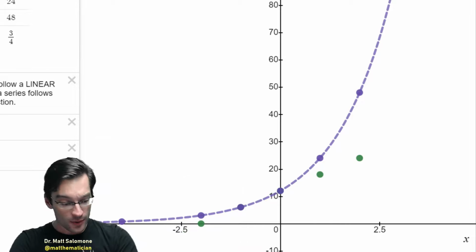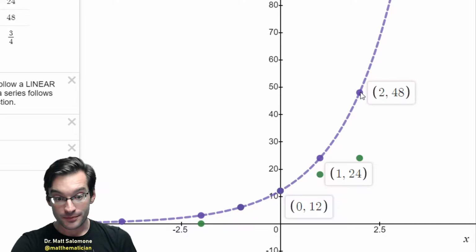So how are we going to come up with an equation that describes this behavior? Well, like with our linear functions, let's start with the y-intercept. Let's start with the number 12. How do I get from x equals 0 to x equals 1? I just have to multiply 12 by 2 a single time, right? 12 times 2. How do I get to x equals 2? I have to multiply by 2 one more time, so that this 48 comes from 12 times 2 times 2 again. Or in other words, 12 times 2 squared.